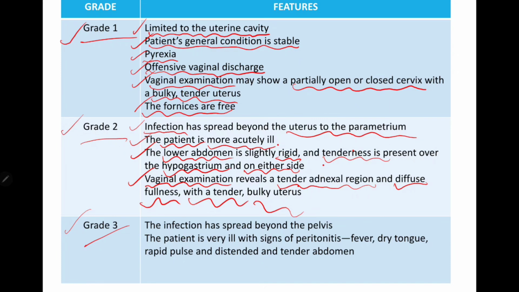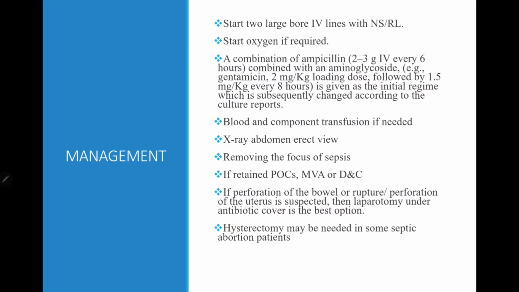Next is grade 3 septic abortion. The infection has spread beyond the pelvis, and the patient is going to be very ill with signs of peritonitis. Very important: signs of peritonitis are going to be present in grade 3 septic abortion. So signs of peritonitis like fever, dry tongue, rapid pulse, distended and tender abdomen, all are the features in grade 3. So grade 1, grade 2 and grade 3 are the grades of septic abortion and their features respectively.